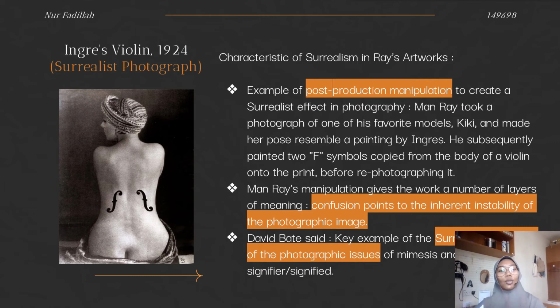So these two artists are very significant in the surrealism art movement, such as in photography and painting. So that is all from me and Ilya about the surrealism art movement. Now we'll move on to the next movement, which is abstract expressionism. Thank you.